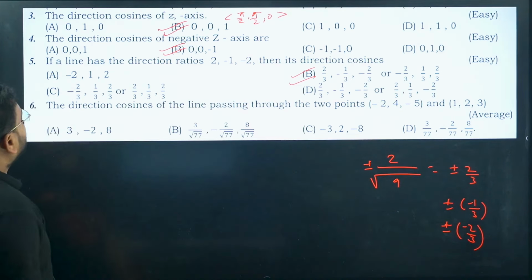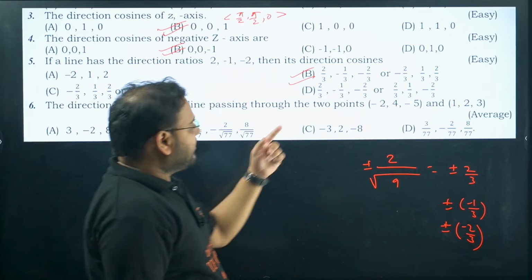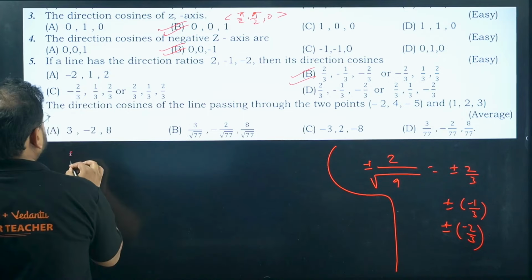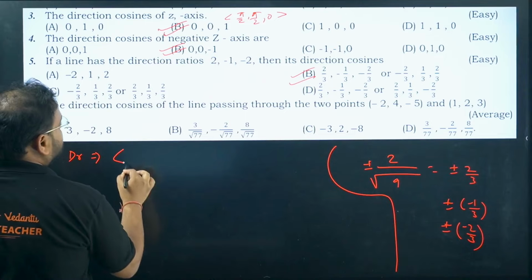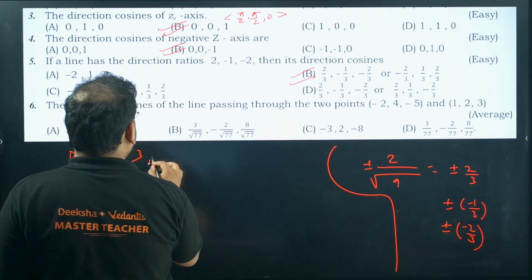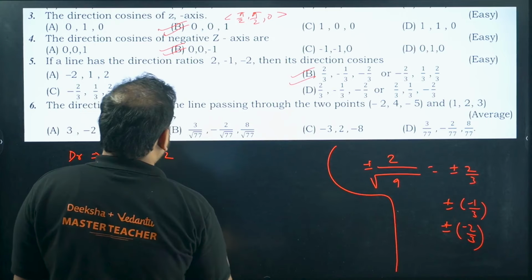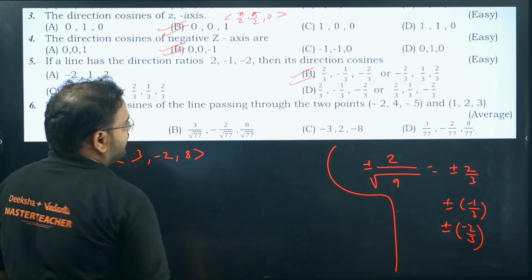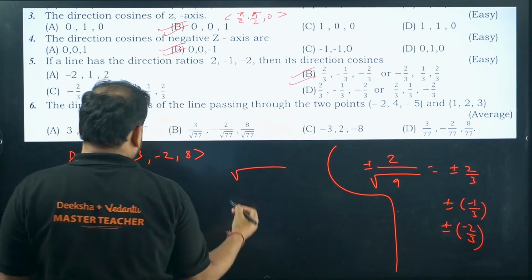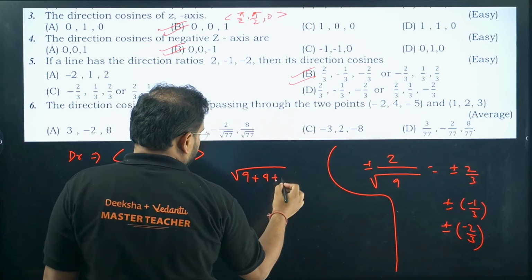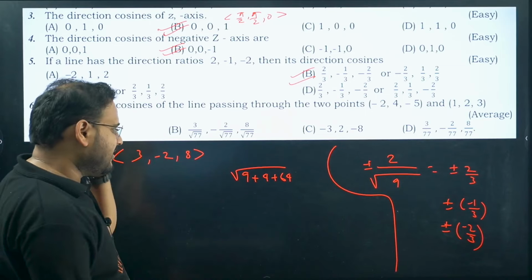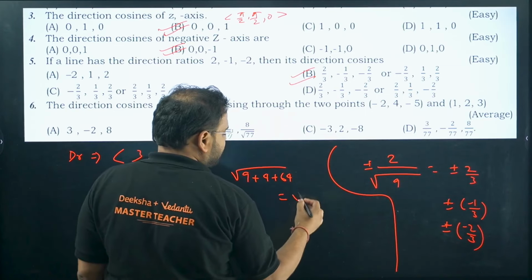Next, direction cosines of the line passing through the points given like this. Whenever you have 2 points given, you first have to find the DRs. 1 minus of minus 2 is 3, 2 minus 4 is minus 2, and 3 plus 5 is 8. Now squares of all of these to get the magnitude: 9 plus 4 plus 64, which is 77, so root 77.